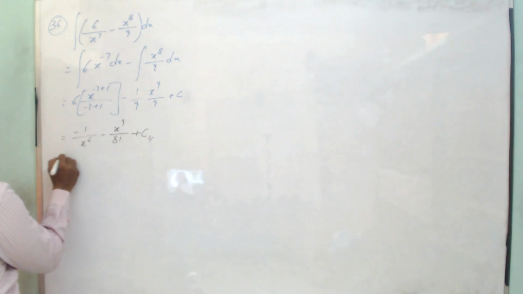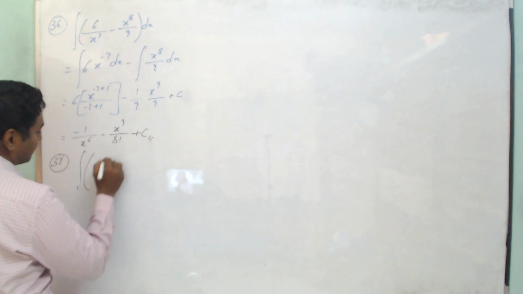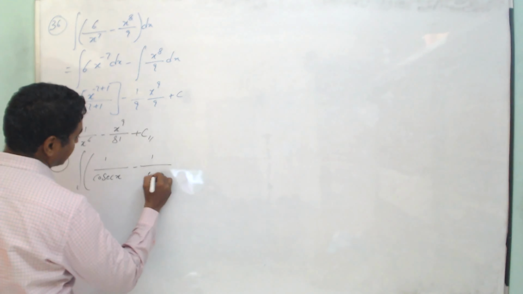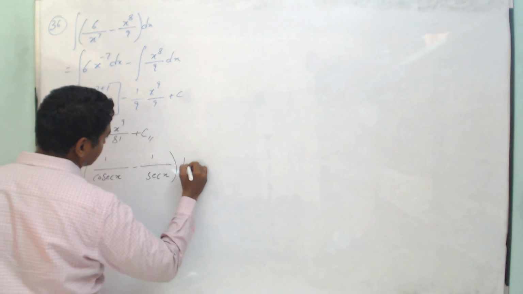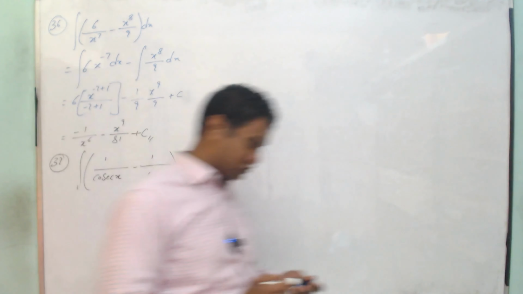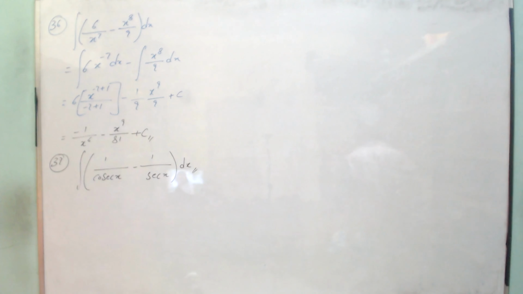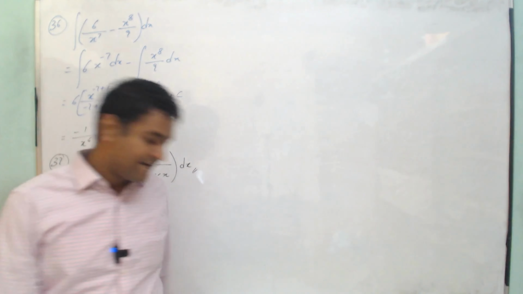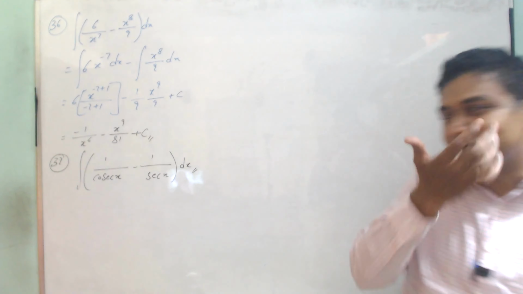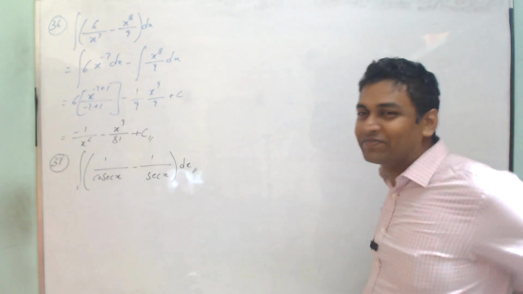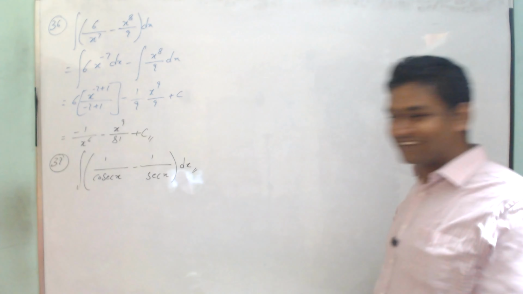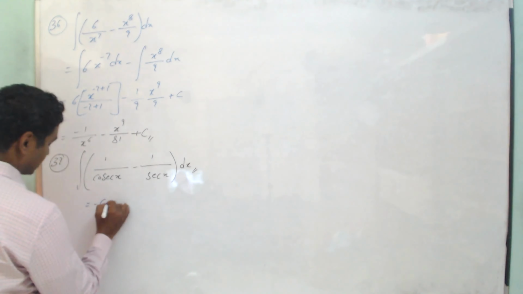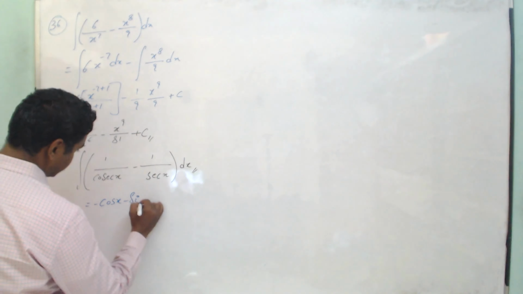चलिए हो जाता, तो ये वाला कर लो, इंटीग्रल ऑफ 1 बाई कोसेकेंट x माइनस 1 बाई सेकेंट x dx, ये भी हो जाता। ये तो इजी है ना सर, maybe minus cos x minus sin x. चलिए गुड, minus cos x minus sin x plus c.